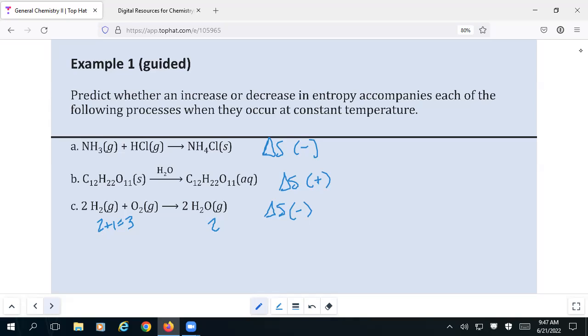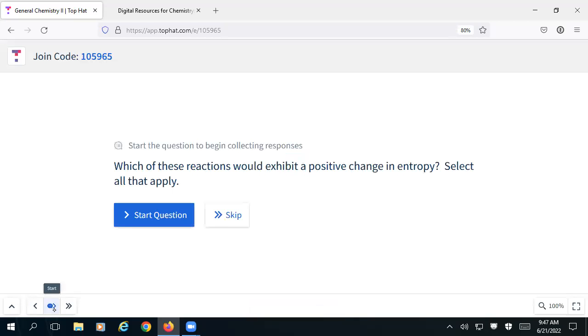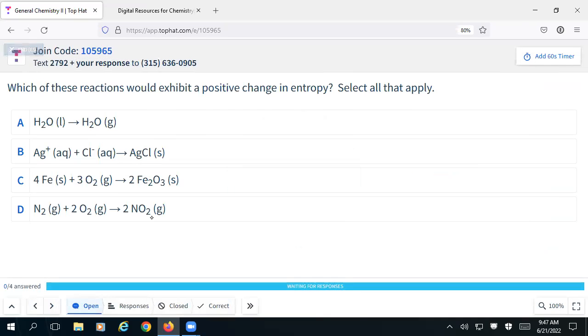All right, any questions with this example? All right, in this question, we are just looking for which ones are going to have a positive change in entropy. So select all the ones that would have a positive entropy change.